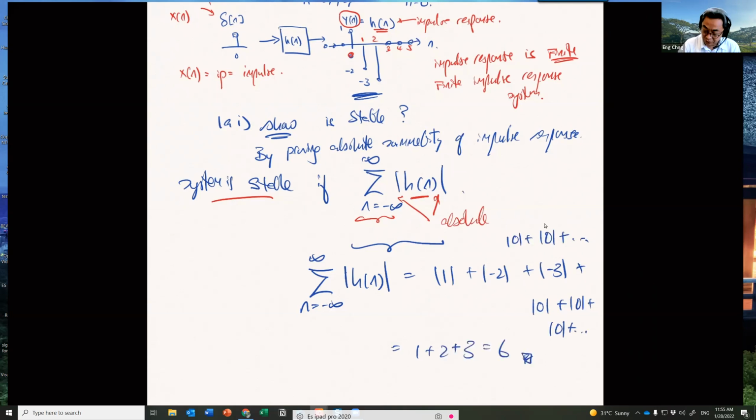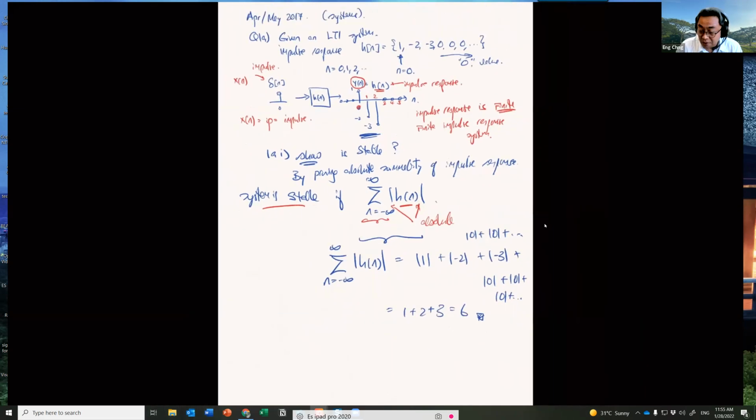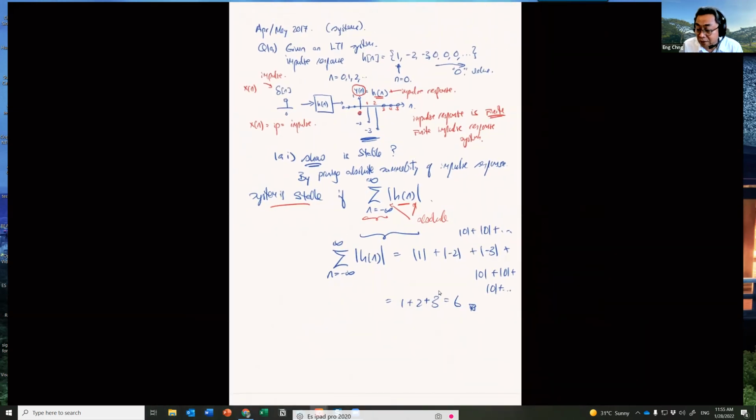So the sum of the absolute value of the impulse response is equal to 6. 6 is less than infinity. Therefore, the system is stable. Finish. Okay, so this is how we prove it.